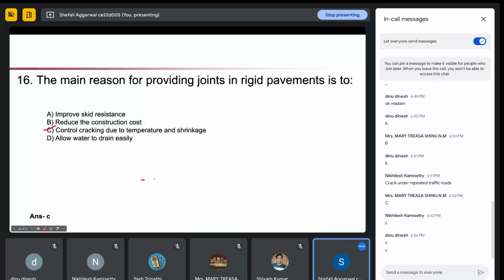So we are providing joints between two slabs. Normally we provide expansion joints, so that during increase in temperature or during shrinkage there is no cracking in between two slabs. So at that point we are providing joints.